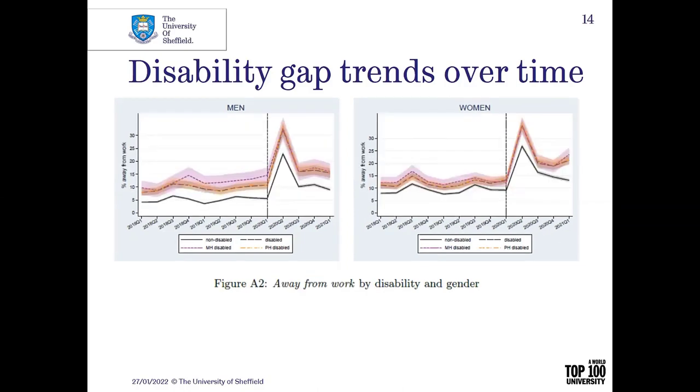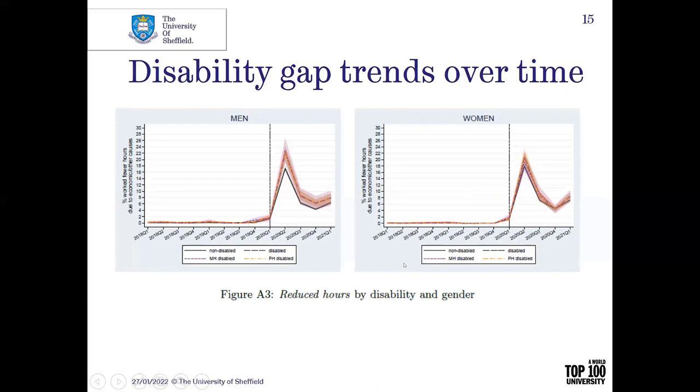But when we look at these other outcomes away from work, we see this massive spike in 2020 quarter two in people who were temporarily away from work. And we see that the gap actually increased between disabled people, which is the top lines here, and the black line, which is our comparison group, non-disabled people. And that was the same for men and women. And similarly, with reduced hours, we see that from almost a baseline of almost zero before the pandemic, the number of people on reduced hours increased more for disabled people than the black line, which is non-disabled people.